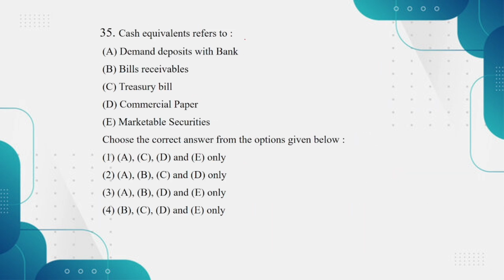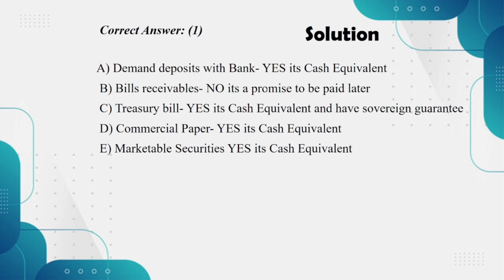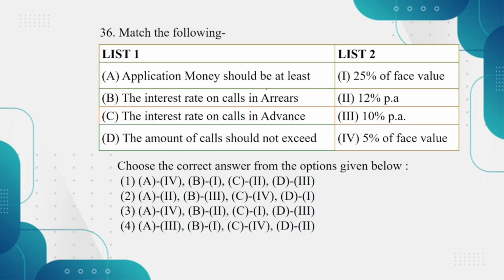Cash equivalents, note these items very clearly, very carefully. Please remember: demand deposit from the bank. Bills receivable is not cash and cash equivalents, it is a current asset coming under trade receivable. Treasury bill is there, commercial paper is there, marketable securities also come under cash and cash equivalents. Please remember all those items only. Bills receivable is the wrong answer.